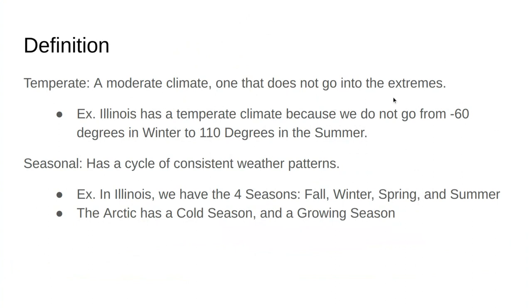When we think about the word extremes, it's much quicker. So in some climates, you might have a really hot day and then an extremely cold evening. This is prominent in deserts, where you might have a 110-degree day, but then a negative 30-degree night. Temperate usually means the temperature gradually goes up and gradually goes down.